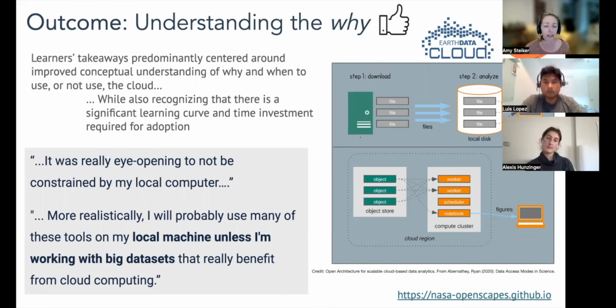We also recognize that there is a significant learning curve and time investment required for adoption. So that was another thing that we understand at a fundamental level.